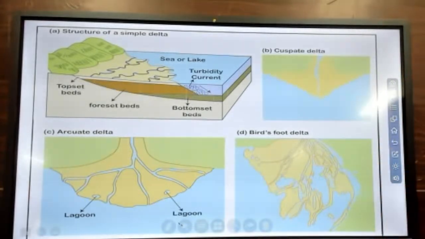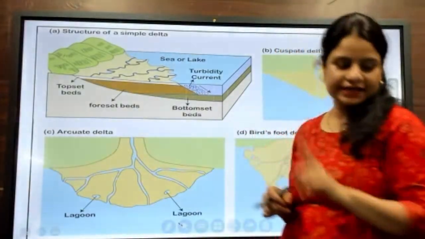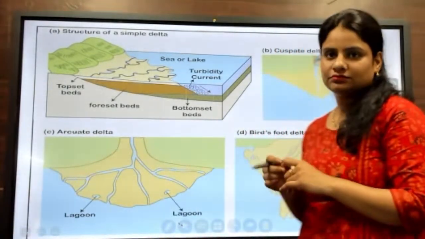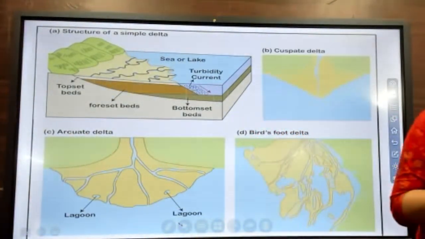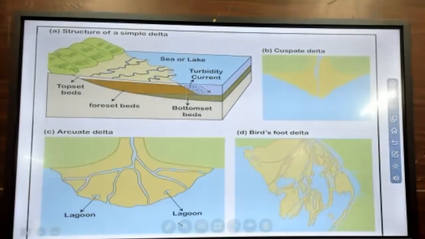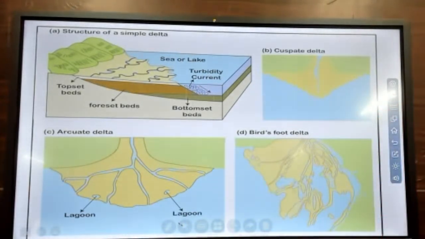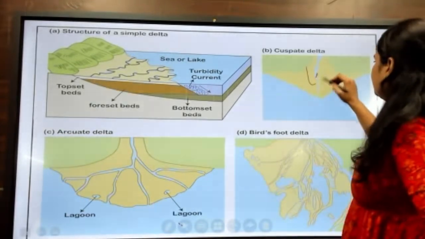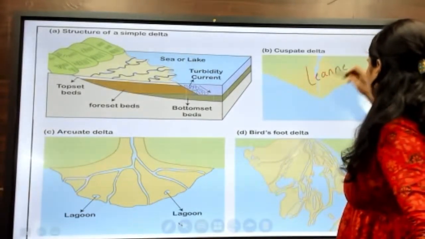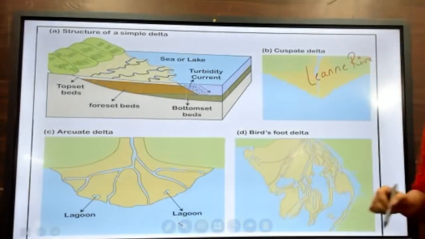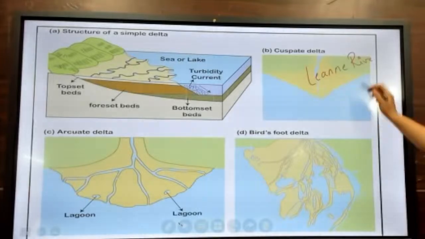Where is Mississippi River? Write down MISSISSIPPI, it's like a puzzle. Mississippi is in USA. Then lacustrine delta you have Lena River, however you pronounce it.